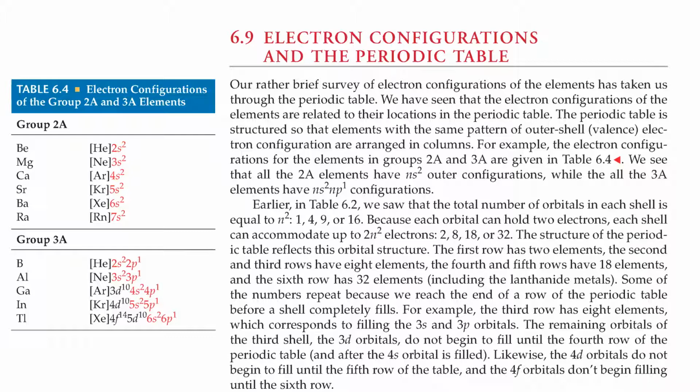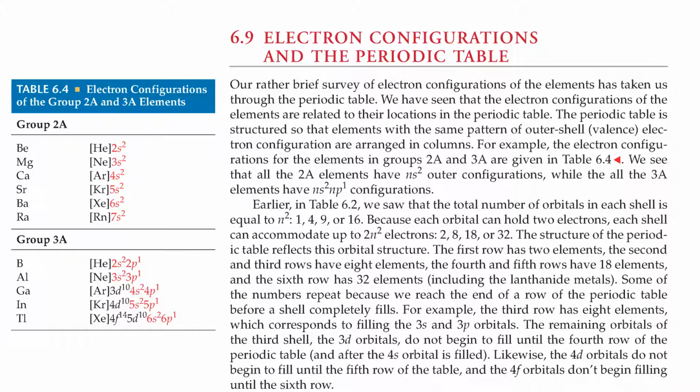are arranged in columns. For example, the electron configurations of the elements in groups 2A and 3A are given in Table 6.4. We see that all the 2A elements have ns2 outer configurations, while all the 3A elements have ns2 np1 configurations. Earlier in Table 6.2, we saw that the total number of orbitals in each shell is equal to n squared: 1, 4, 9, or 16. Because each orbital can hold 2 electrons, each shell can accommodate 2n squared electrons: 2, 8, 18, or 32.